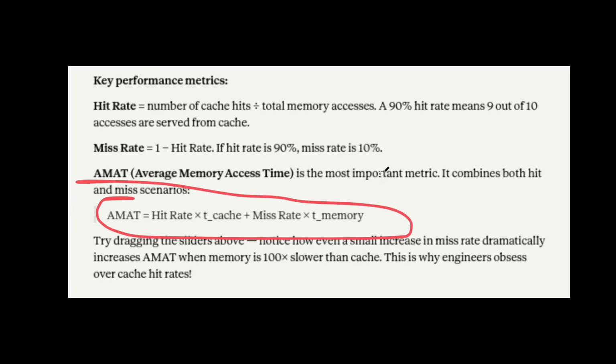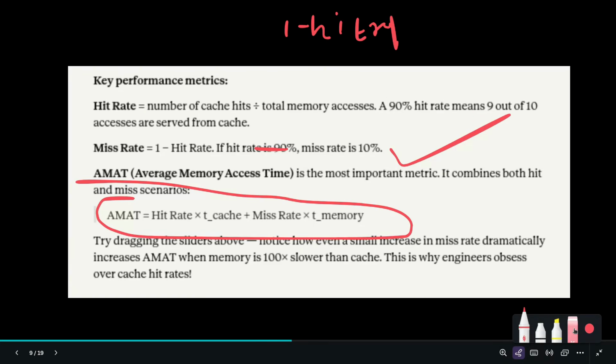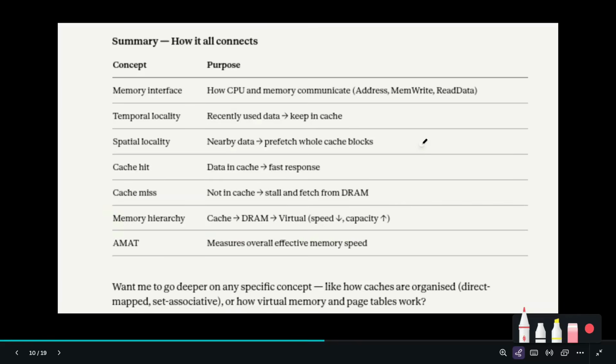What is average memory access time and what is hit rate? Now you have to understand that 1 minus hit rate is the miss rate. That means if our hit is 90%, then miss would be 100 minus 90, that is 10%. That is what you have to understand. If our hit is 90%, then our miss is 10%. That is the relation.